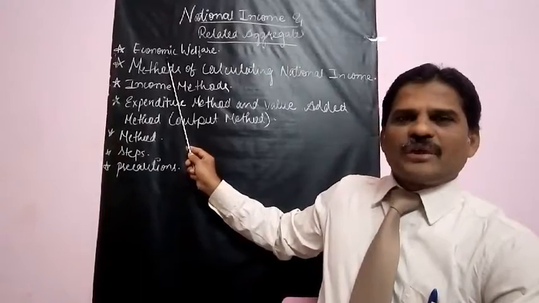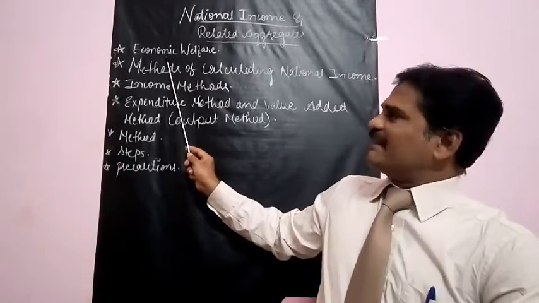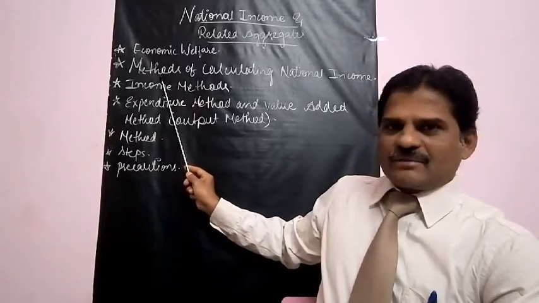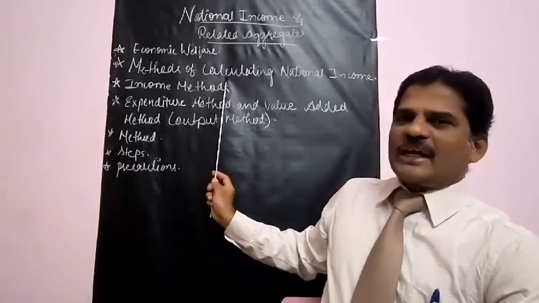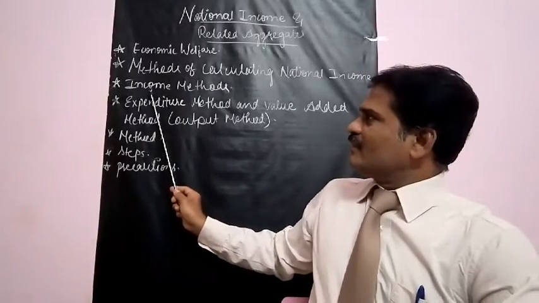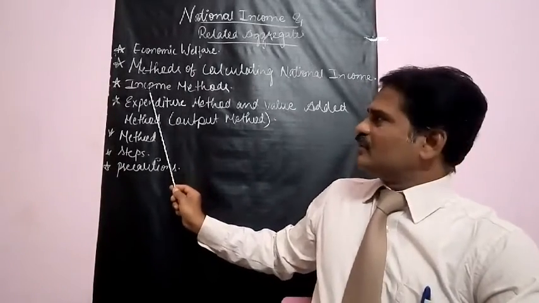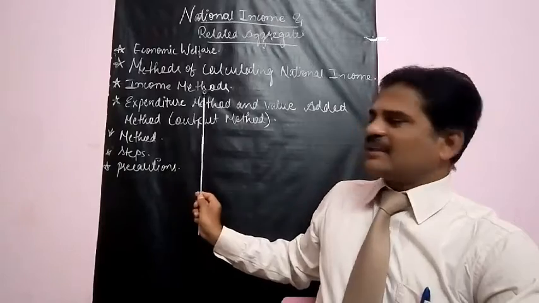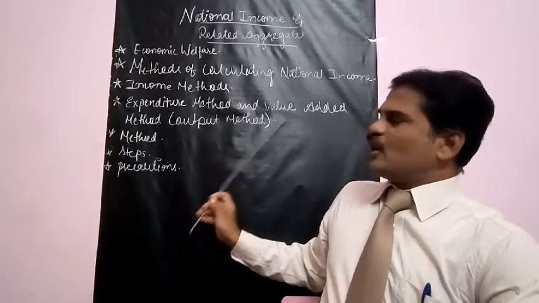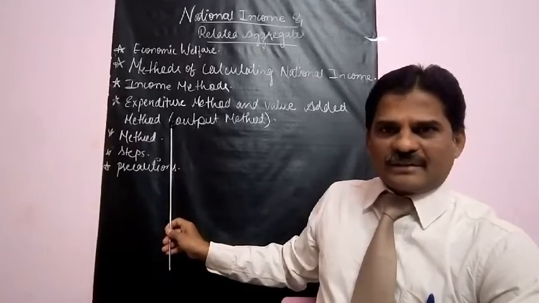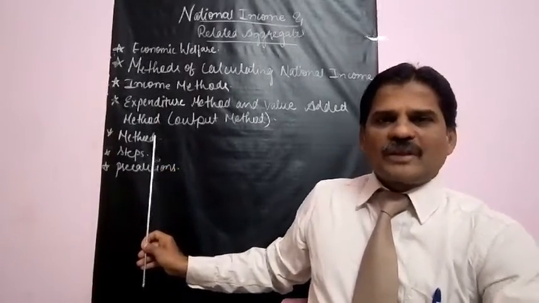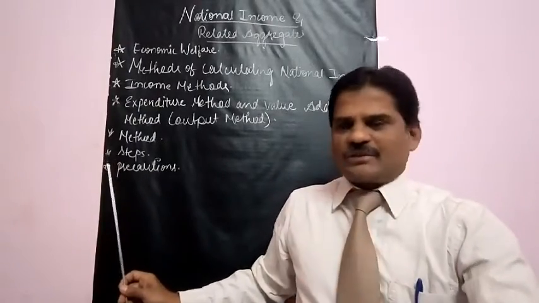First, we are going to learn what is meant by economic welfare. Next, methods of calculating national income. Under that, we are going to read income method, expenditure method, and value added method or output method. All these three methods we will read in the following sequence.